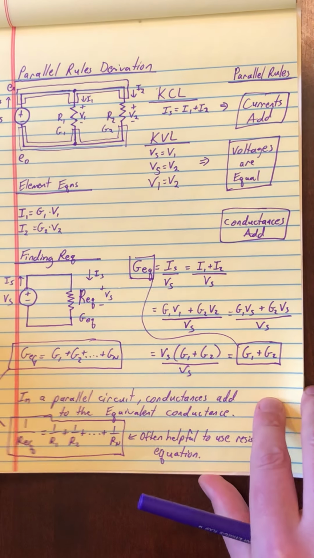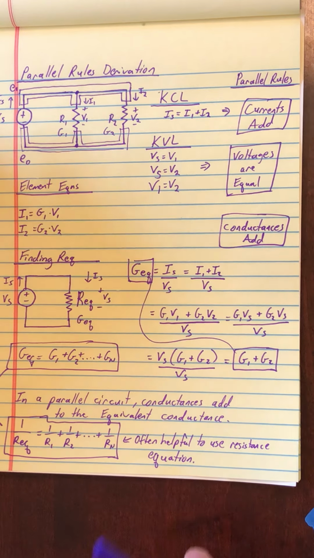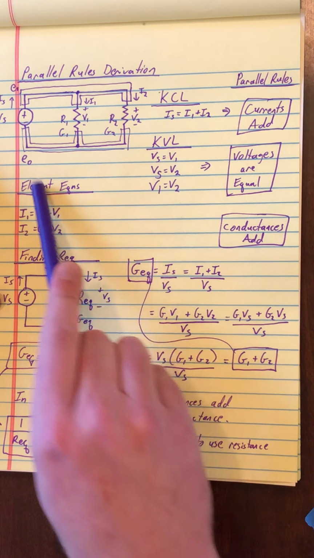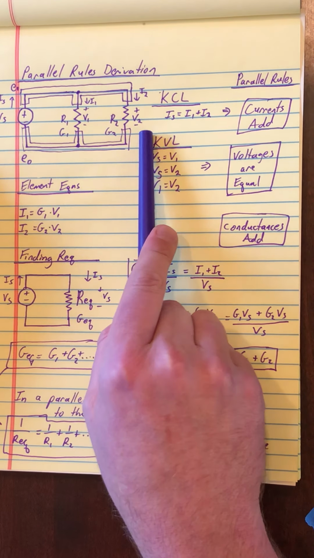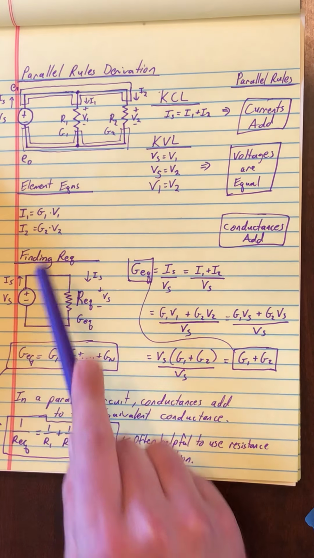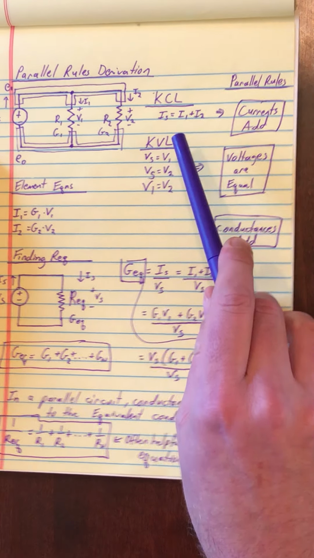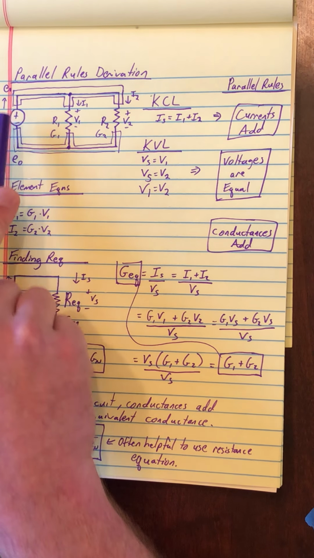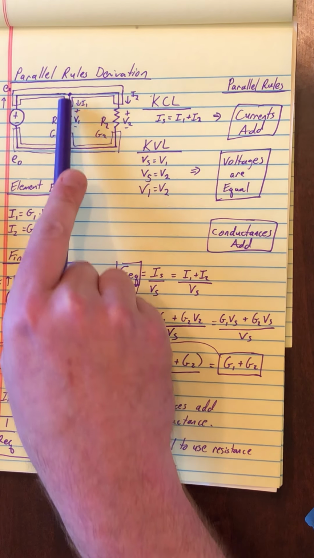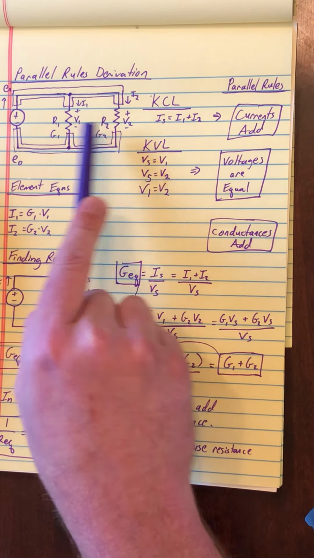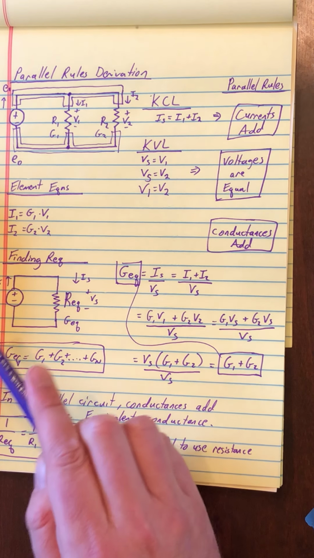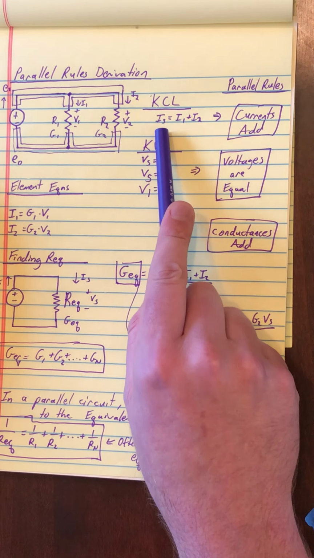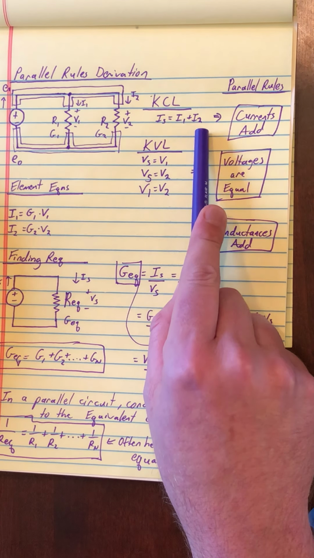And now I want to look at the parallel rules derivation. So again, here I have a parallel circuit. I've defined my branch currents and voltages and the two nodes E0 and E1. So KCL in this case says that the source current is entering node 1, and then we have two exits, and that's I1 and I2 that go through these two element resistors. And so if I wrote the KCL, the source current entering that node is equal to I1 plus I2.